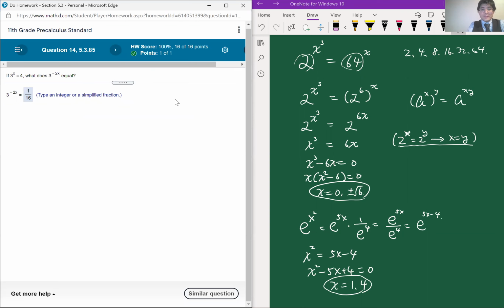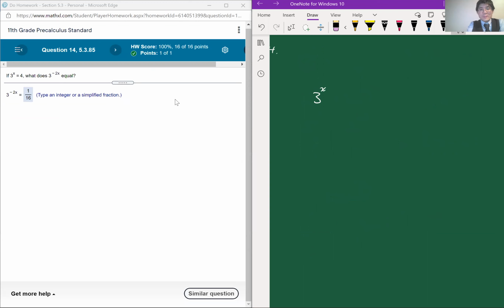Number 14. Okay, let's say 3 to the power of x is equal to 4. What is 3 to the power of negative 2x? We just need to connect this one with this. Using an exponential rule, this is the same thing as 3 to the power of x, to the power of negative 2. Since 3 to the x is equal to 4, this is the same thing as 4 to the negative 2, which is 1 over 16.